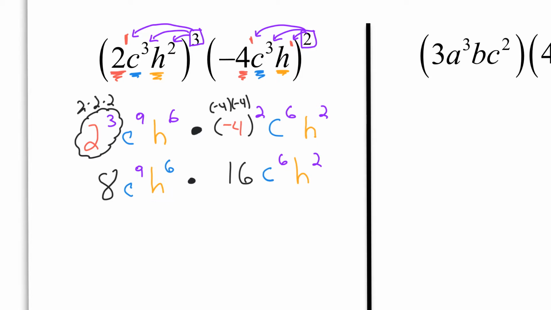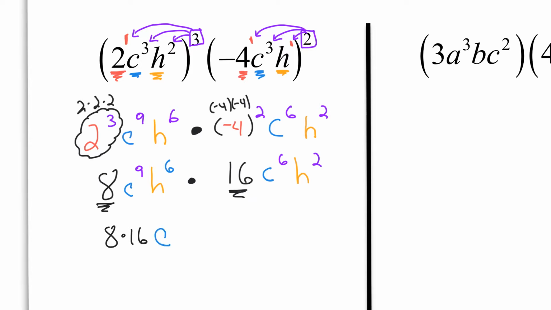The h to the 6th power and the h squared, and you're going to add the exponents. You keep the same base and you add the exponents. The coefficients, the numbers 8 and the 16, you're actually going to multiply those 2 numbers. So let me start with the numbers. The 8 times 16, I'm going to put here 8 times 16. And then I'm going to keep the base of c, and I'm going to add the exponents.